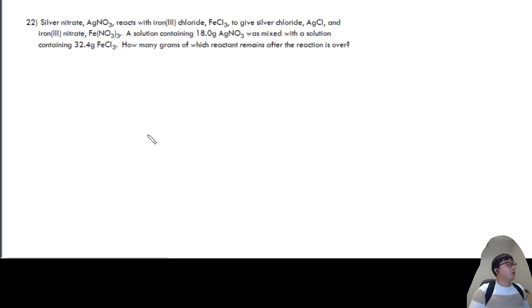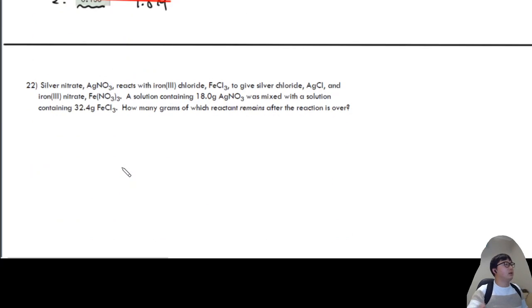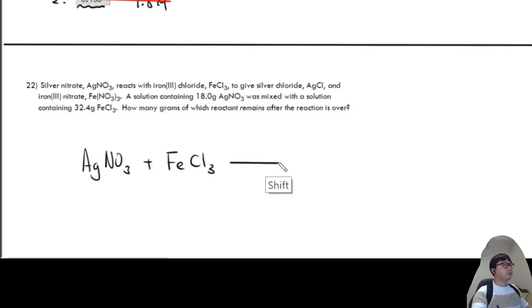Yep, 22. I think this question is a bit similar to this one here. They start from grams, and you just have to figure out which one's limited, which one is excess. Okay. So you got silver nitrate reacts with iron chloride to give silver chloride and iron nitrate, Fe(NO3)3. Let's balance this first. I'll give you like 1 minute to try. Off you go.